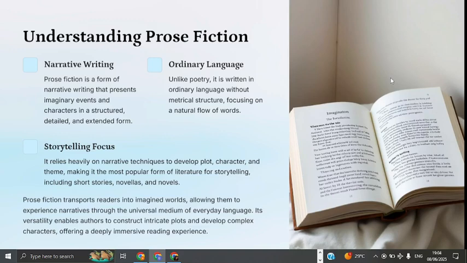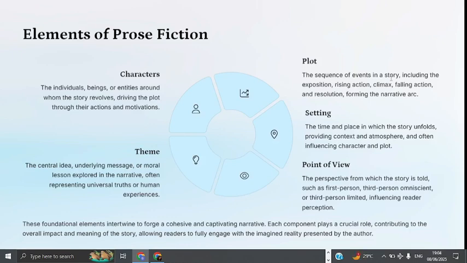Then lastly, we have the theme and ideas in order to understand what prose fiction is all about. Theme and ideas, in the sense that prose fiction tends to explore complex themes and ideas such as love, identity, morality, and social justice. So authors use the narratives to convey their perspective and insights, encouraging readers to reflect on their own experience and values.